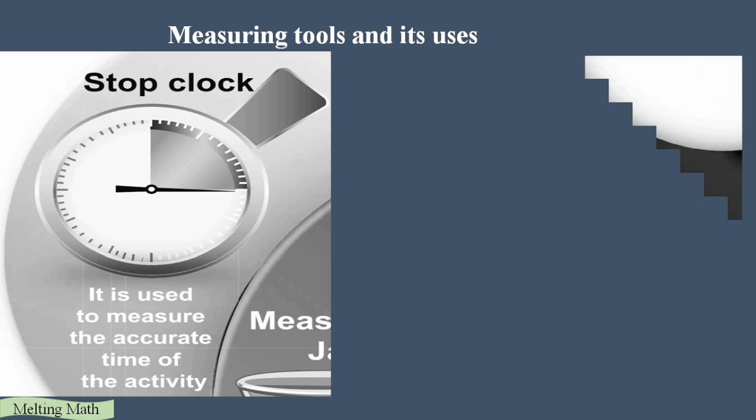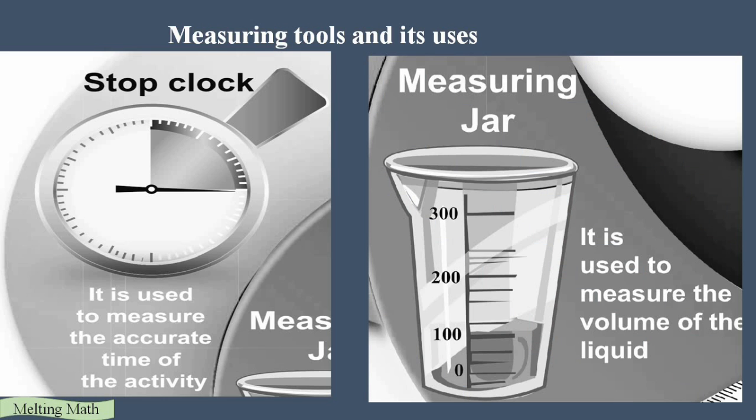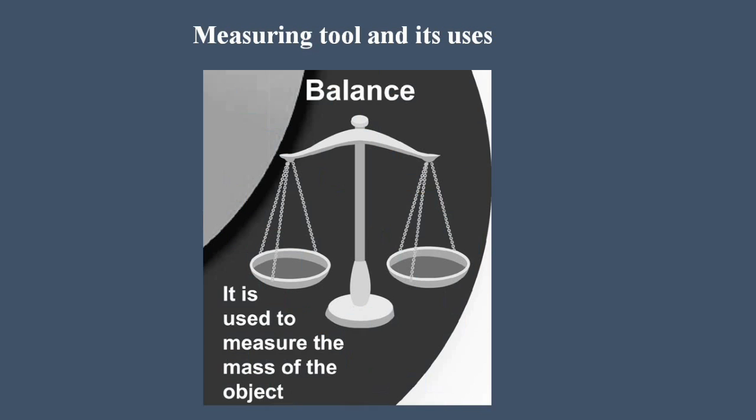Next one is a measuring jar. It's used to measure the volume of a liquid. We already know it. Next is the balance. It is used to measure the mass of an object. In most of the shops, they are using this balance to measure the accurate kilogram or gram of an object.